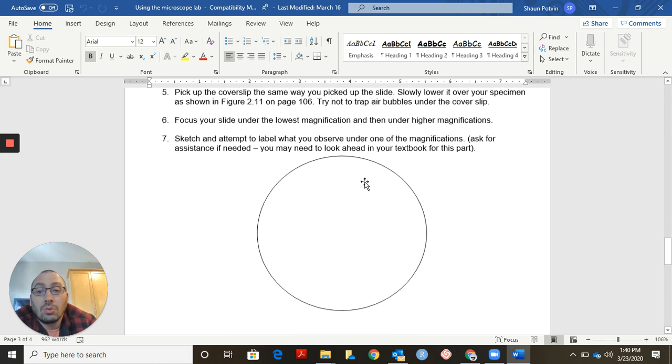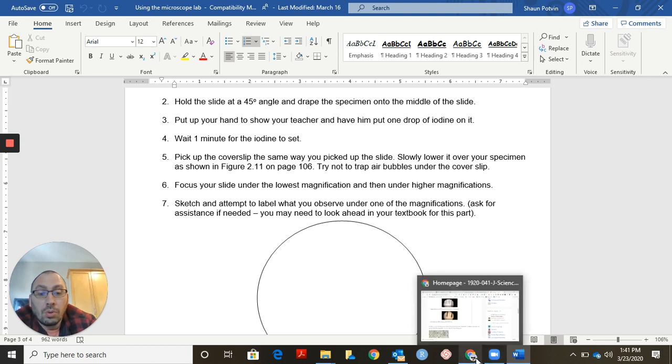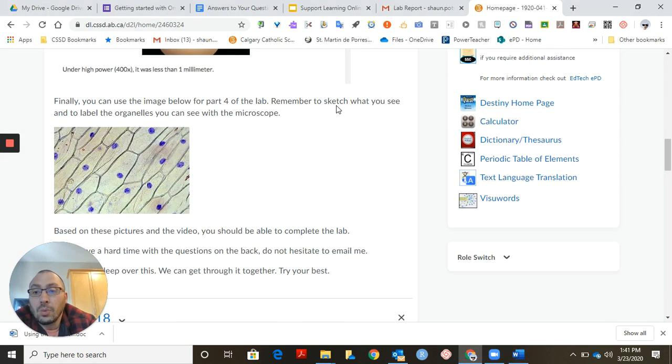Finally, we had to prepare an onion cell. Those of you that missed that, it's unfortunate, but you guys will be doing this again in future years. But going back to the D2L, I stole this online. I took this picture off the internet somewhere, and here is a really nice picture of what we would have seen. Just draw that in that circle.